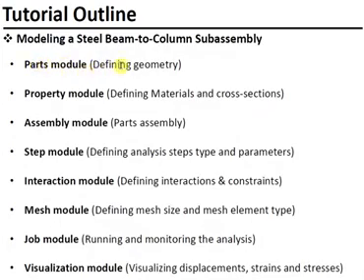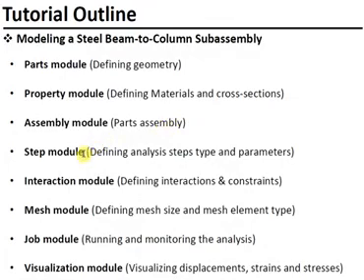So there is the parts module. This is where you define the geometry. There is the property module where you define the materials and the cross sections. There is the assembly module where you add the parts that you defined earlier. You assemble them together, like you position them in relation to each other. This is when you have multiple parts.